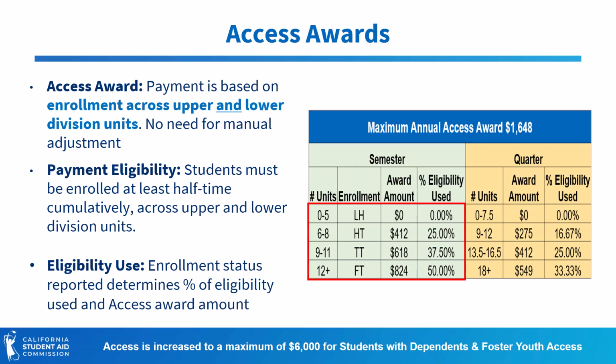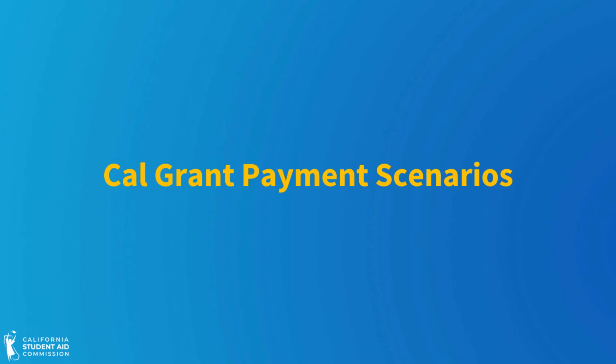Three-quarter time enrollment in 9 to 11 units uses 37.5% eligibility every term, and half-time enrollment of 6 to 8 units uses 25% eligibility each term. Cal Grant payment scenarios. All payment scenarios are based on the semester system.